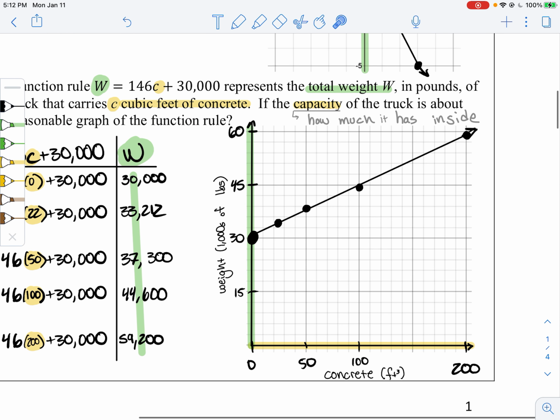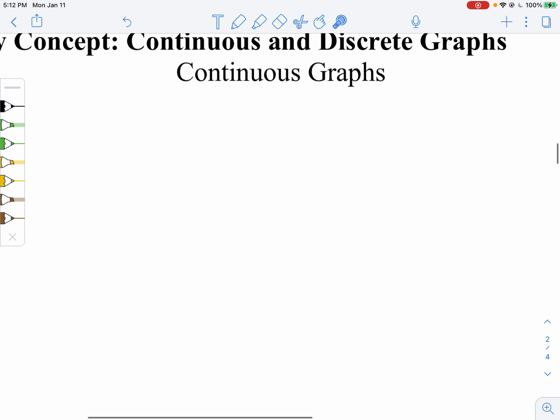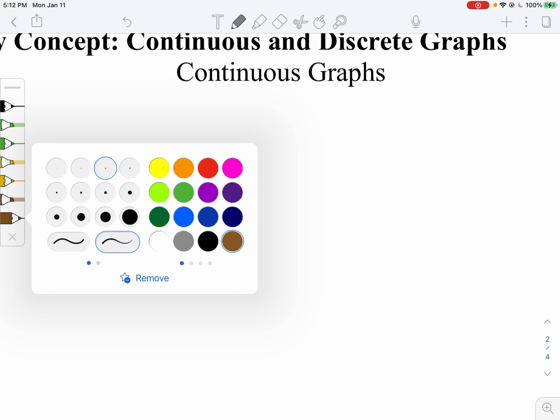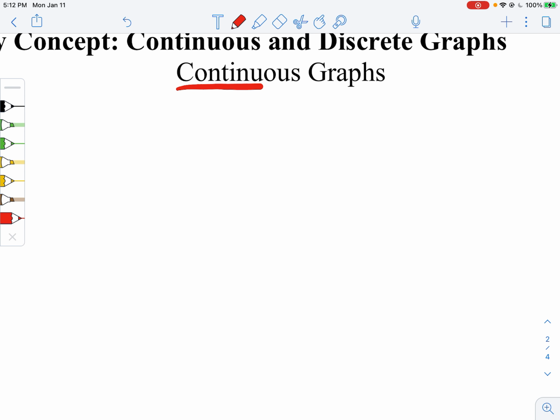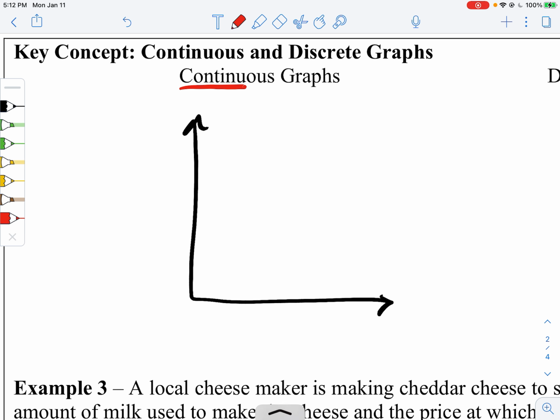This is because we can have any amount of cubic feet of concrete. We can have 1.5 cubic feet of concrete. We can have 122 cubic feet of concrete. It can be anywhere. So this graph, we call it continuous because a continuous graph continues. It's continuous. It continues forever. It's connected. It doesn't have any gaps. It's a graph that just looks like this.